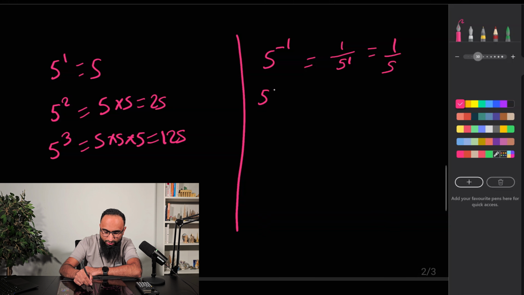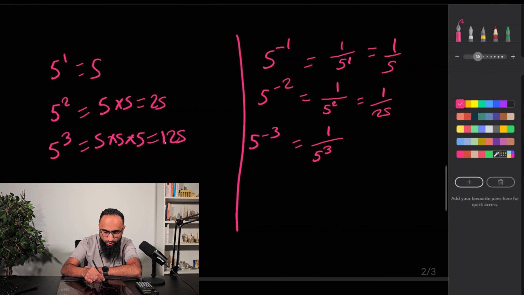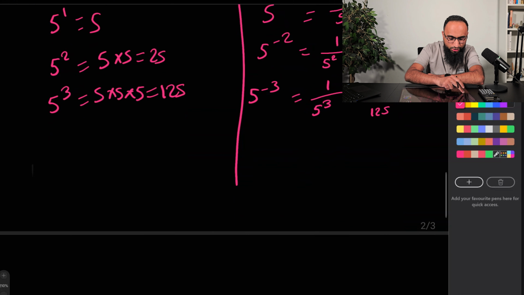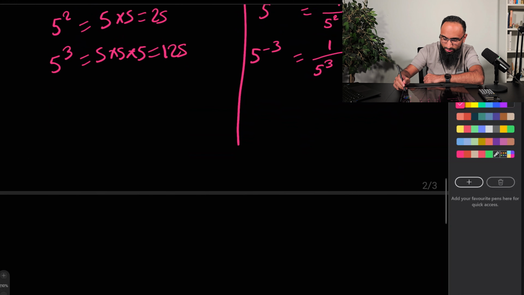Then if you have 5 to the power of minus 2, it means 1 over 5 squared, which we know is 1 over 25. And then 5 to the power of minus 3 is 1 over 5 cubed, which we know the answer was 125 here, so it's 1 over 125. So that is positive integers as orders, and negative integers as orders. Now let's move on to fractions. So it's not really much more difficult, but it's just something we should touch on.